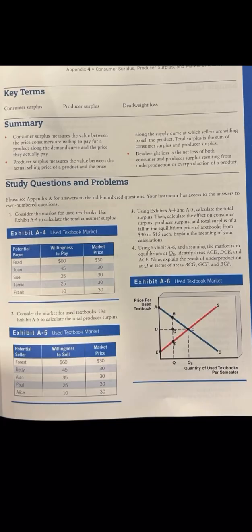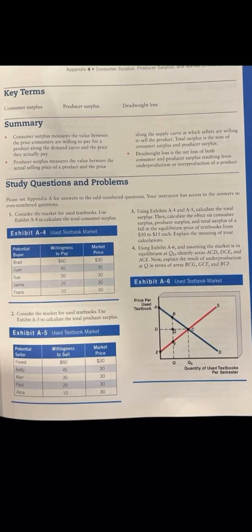1. Consider the market for used textbooks. Use Exhibit A4 to calculate the total consumer surplus. 2. Consider the market for used textbooks. Use Exhibit A5 to calculate the total producer surplus. 3. Using Exhibits A4 and A5, calculate the total surplus.